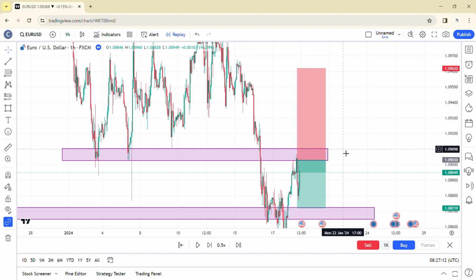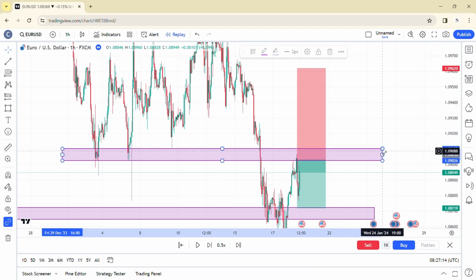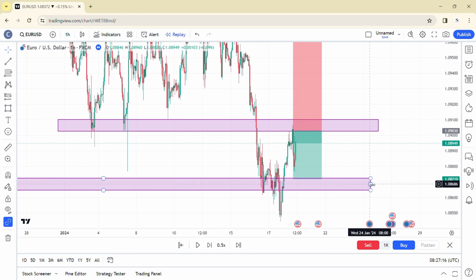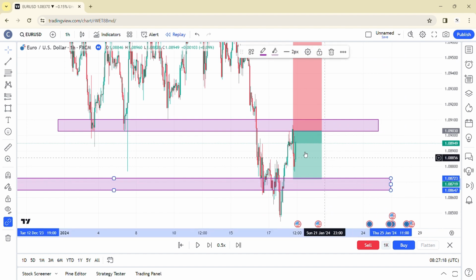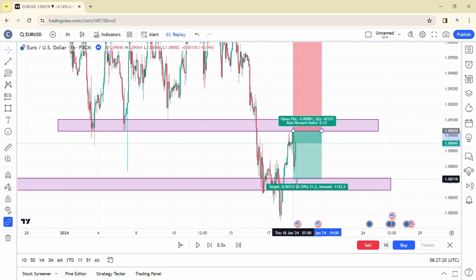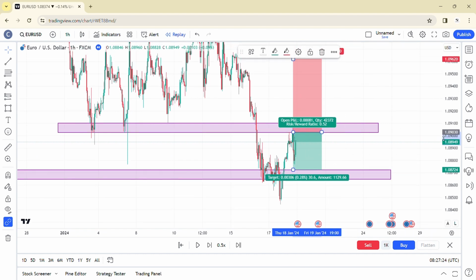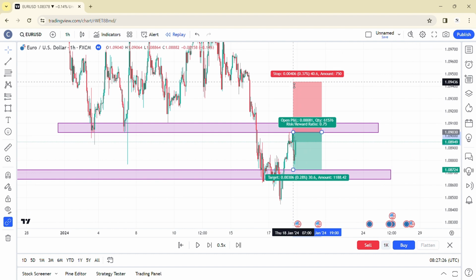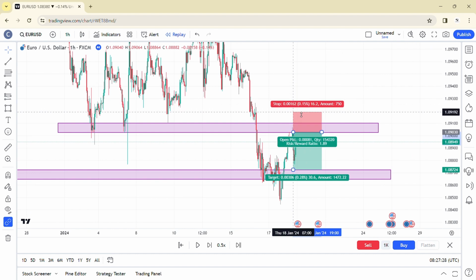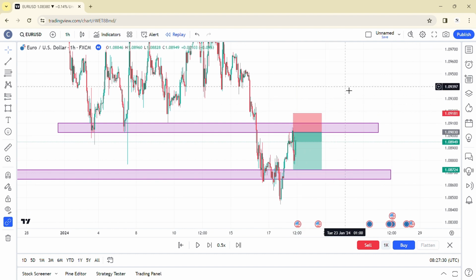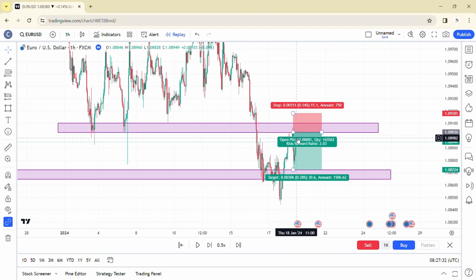So you don't need to rush at all, you just need to be patient with the chart. If price doesn't come to your entry, you don't take a trade. Do you understand? You need to be principled, you need to be disciplined. We're targeting 30 pips, so our take profit is going to be 15 pips. Okay, so you can see price go to our entry.